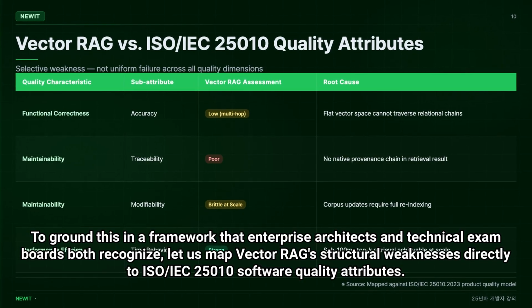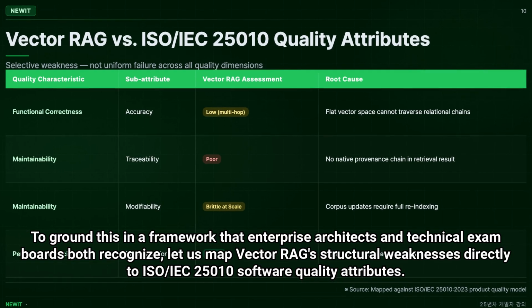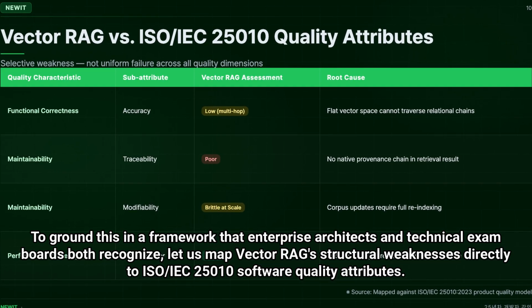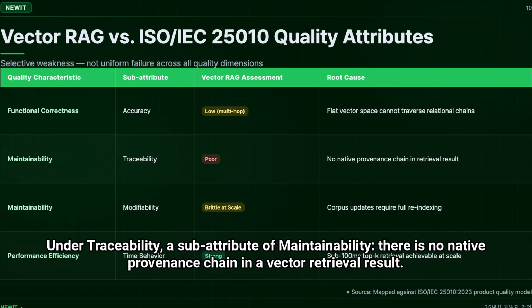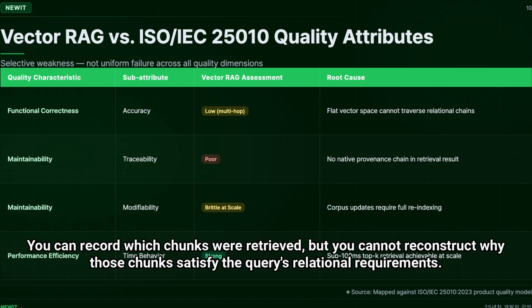To ground this in a framework that enterprise architects and technical exam boards both recognize, let us map vector RAG's structural weaknesses directly to ISO/IEC 25010 software quality attributes. Under functional correctness, vector RAG achieves acceptable accuracy on simple factual retrieval, but scores poorly on multi-hop queries. Correctness degrades nonlinearly as query complexity increases. Under traceability, a subattribute of maintainability, there is no native provenance chain in a vector retrieval result. You can record which chunks were retrieved, but you cannot reconstruct why those chunks satisfy the query's relational requirements.